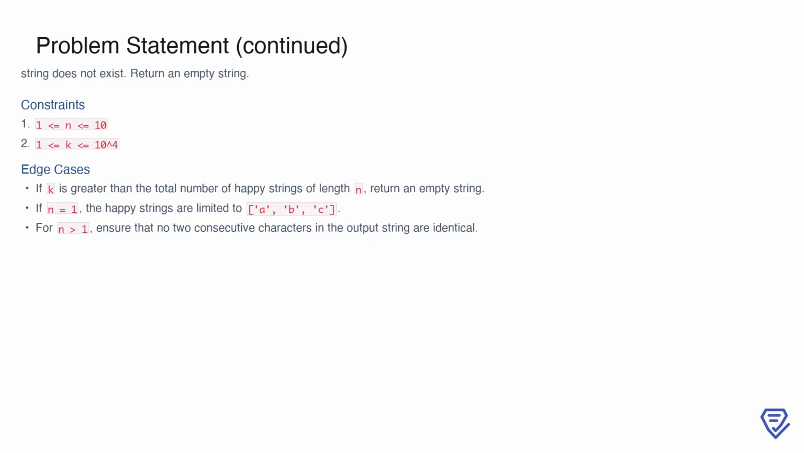In the final example, n is 2 and k is 7. For strings of length 2, the happy strings are ab, ac, ba, bc, ca, cb. These are all possible strings of length 2 where no two consecutive characters are the same. However, there are only 6 strings in total. Since k is 7, which exceeds the total number of happy strings available, we return an empty string as the output. This highlights an important edge case. If k is greater than the number of happy strings that can be generated for a given n, the result must be an empty string. Additionally, when generating happy strings, we must always ensure that no two consecutive characters are identical, as this is a key requirement of the problem.